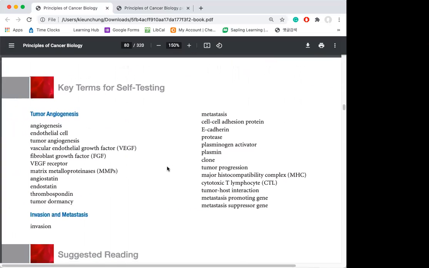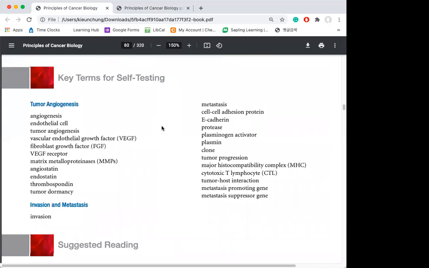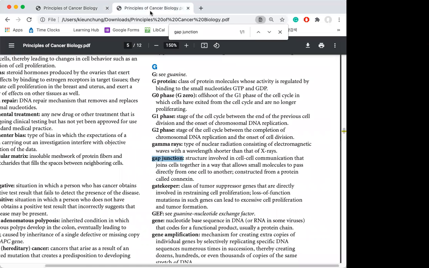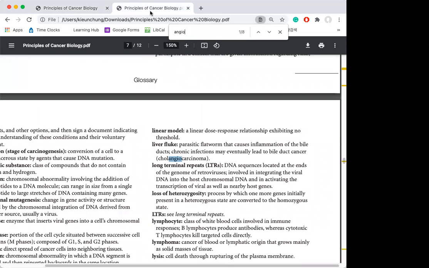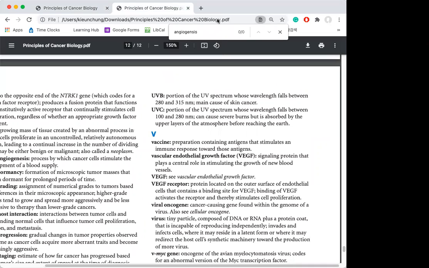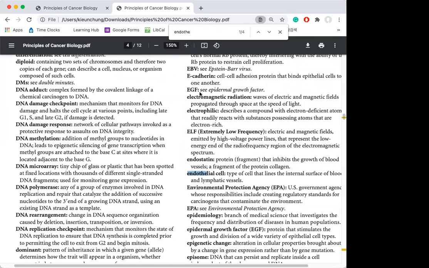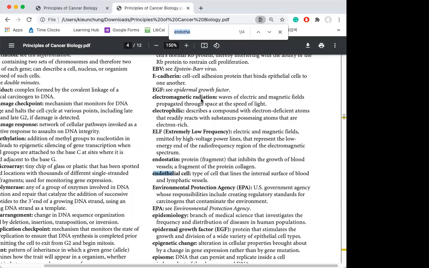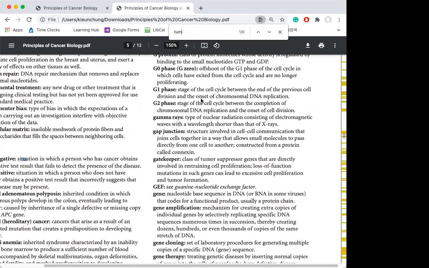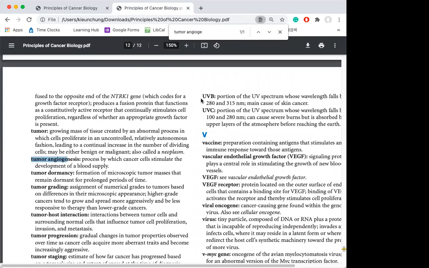Keywords: angiogenesis, growth of new blood vessels. Endothelial cell, type of cell that lines the internal surface of blood and lymphatic vessels. Tumor angiogenesis, process by which cancer cells stimulate the development of a blood supply.